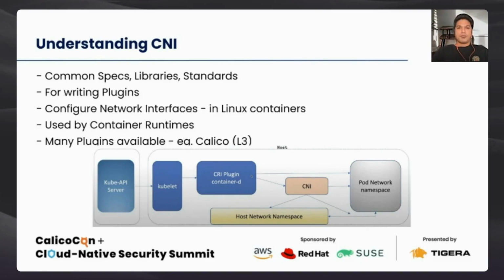Now, if you ask by whom CNI is used, it is mostly used by container runtimes such as Kubernetes, Podman, or CRI-O. There are many more CNI supported runtimes, and if it is not supported, there are some plugins that are available, like Calico, for example.